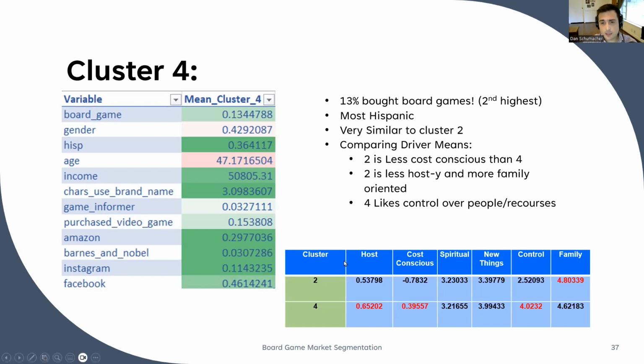So I wanted to look at the cluster means. And you'll see that cluster 4 is more hosty than cluster 2. It's much more cost conscious than cluster 2. It likes control of people and resources more than cluster 2. And it's a little bit less family driven than cluster 2.